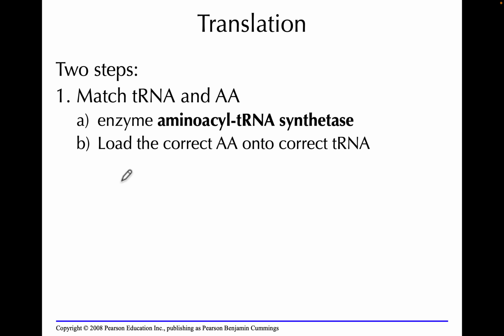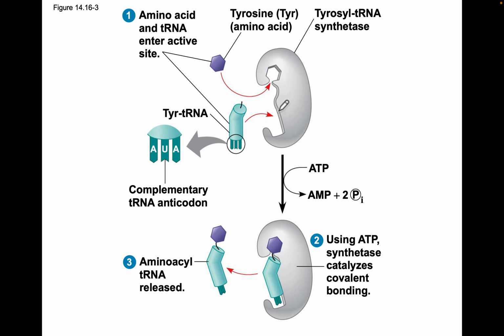In the initiation part of translation, there are sort of two steps. One, you're going to match the tRNA and the amino acid. So you have that specific anticodon with a specific amino acid. Of course, there's an enzyme because this is a reaction. Its name is aminoacyl-tRNA synthetase. That's the general name. So basically, you can think of it as the amino acid tRNA synthesizing or attaching ase. Remember, that's enzyme. So it's loading that correct amino acid onto the correct tRNA.